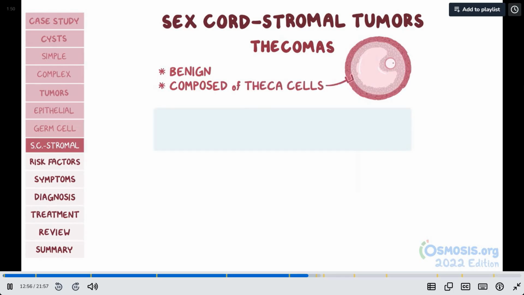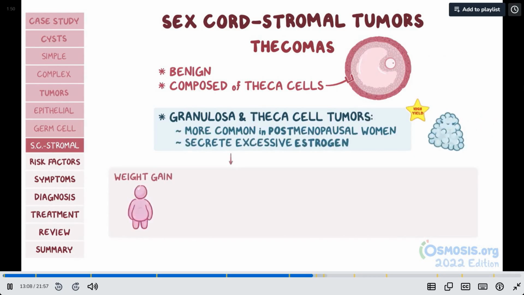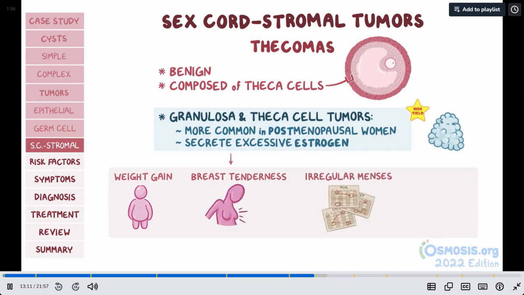An extremely high-yield fact is that both granulosa and theca cell tumors are more common in postmenopausal individuals and can secrete excessive estrogen. So these tumors are associated with signs of estrogen excess, like weight gain, breast tenderness, irregular menses, and heavy menstrual bleeding, or menorrhagia.